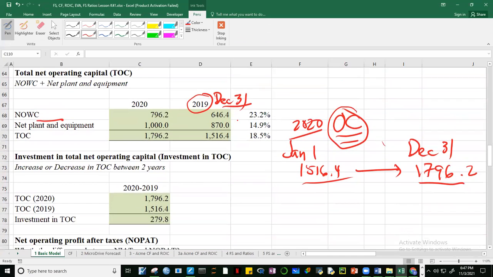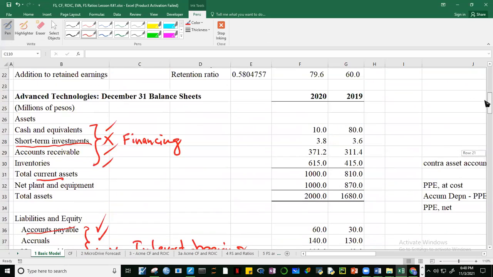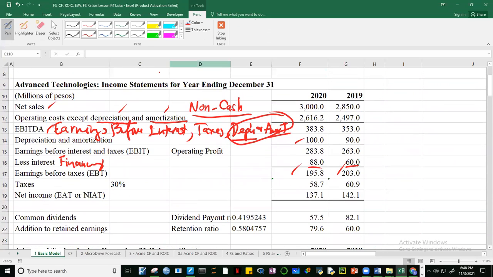If you notice TOC, the firm was investing heavily in working capital. From 646, it became 796.2, which means additional receivables, which means additional sales. No? In fact, the sales increased. This one here, from 2,850 to 3,000 or 3 billion. So there was this divided by this minus 1, there was a 5% increase in sales. Okay, so sales was increased by 5%.